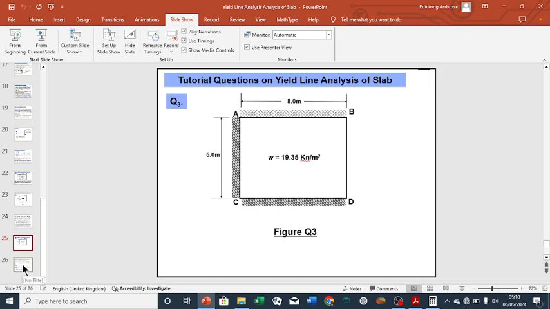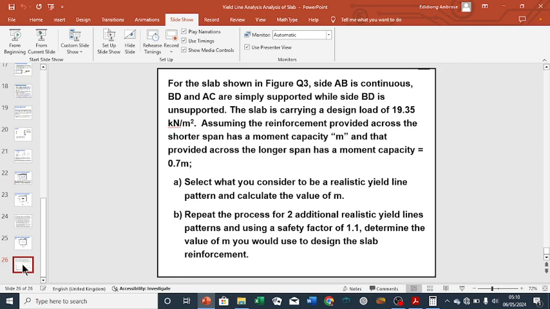So let's read the question so that we understand. The question says, for the slab shown in figure Q3, side AB is continuous, AC and CD are simply supported while side BD is unsupported. The slab is carrying a design load of 19.35 kilonewton per meter square. Assuming the reinforcement provided across the shorter span has a moment capacity M, and that provided across the longer span has a moment capacity 0.7 M. A. Select what you consider to be a realistic yield line pattern and calculate the value of M. B. Repeat the process for 2 additional realistic yield line patterns and using a safety factor of 1.1, determine the value of M you will use to design the slab reinforcement. So that is the question.